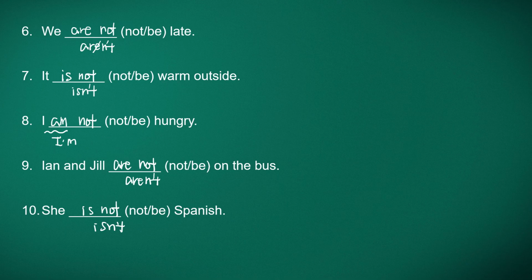It isn't. In case you say this, it is becomes it isn't. This T flaps. It isn't warm outside. I'm not hungry. Yan and Jill aren't on the bus. She isn't Spanish.